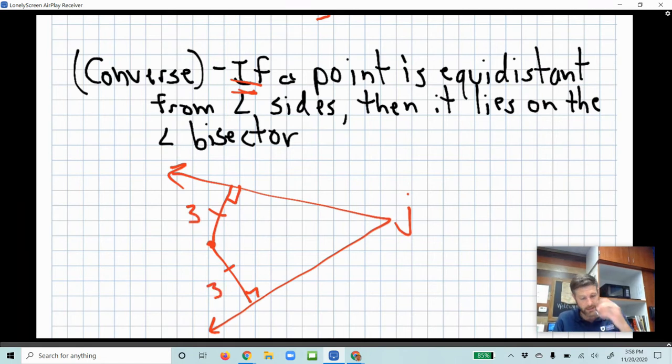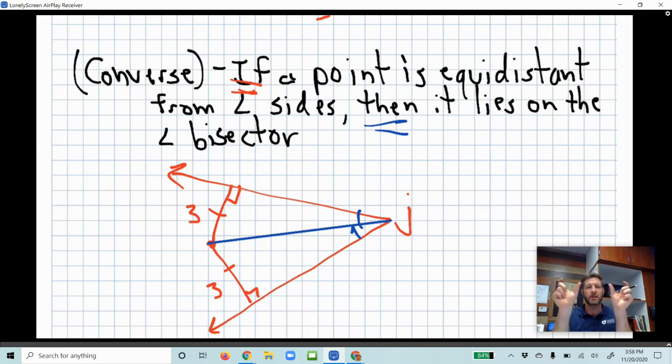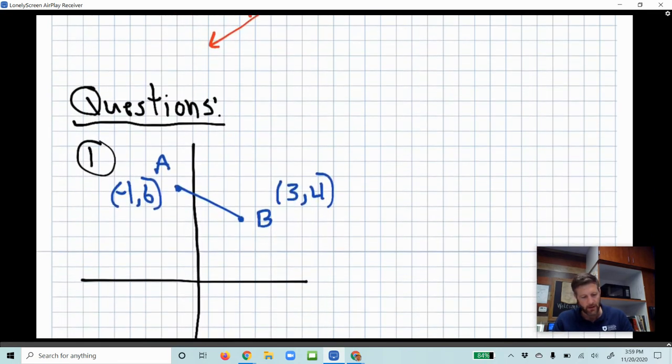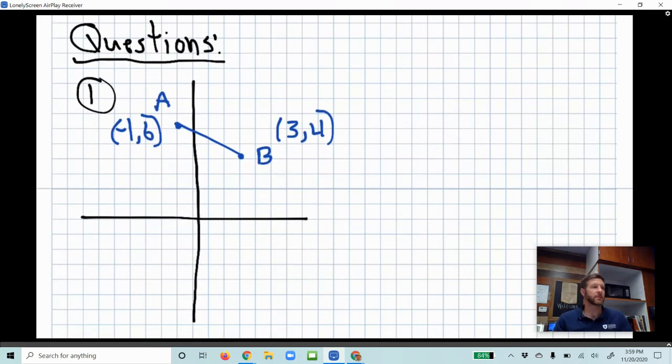Then I know that if I take a line and I connect this point to this vertex, I know that what I did is I just bisected that angle. I just created two congruent angles. So in other words, equal distance is equivalent to equal angles, or equal angles is equivalent to equal distance. Okay, and that's the angle bisector theorem. Now you know, go tell all your friends. Alrighty, so questions, all right, questions.